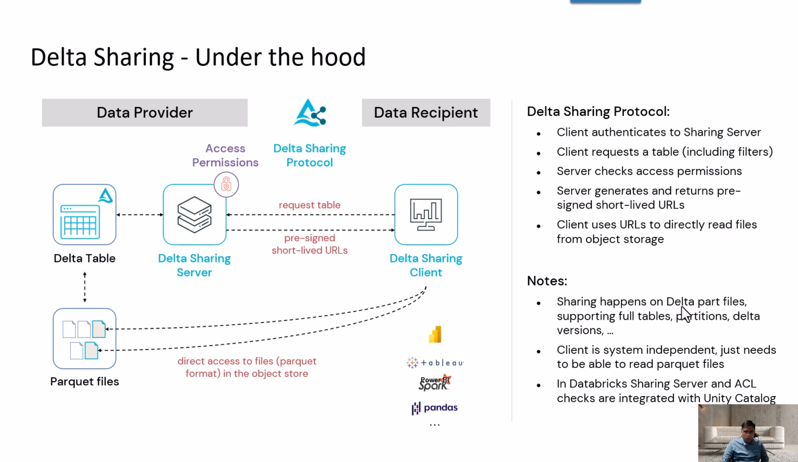Now sharing happens on Delta Parquet files, supporting full table, partitions, Delta versions, etc. All these things are happening here in Delta Sharing. The client is system independent, it just needs to be able to read Parquet files. That means the client could be any of these clients, and it is just accessing that Parquet file. In Databricks, the sharing server and ACL checks are integrated with Unity Catalog. That means all the sharing, checks and access control are done under the hood with the help of Unity Catalog.